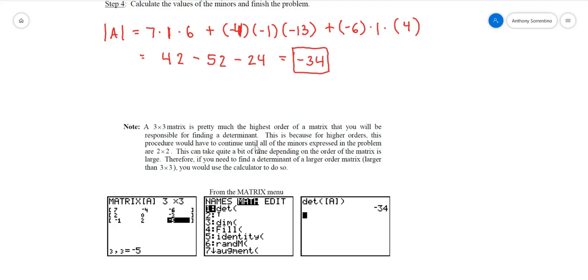So you can still expand by minors if you want to use this process on a 4 by 4 matrix, as we're going to talk about Cramer's rule momentarily. You certainly can, except you could go through and make it a little easier, just finding the determinant of the matrix in question.